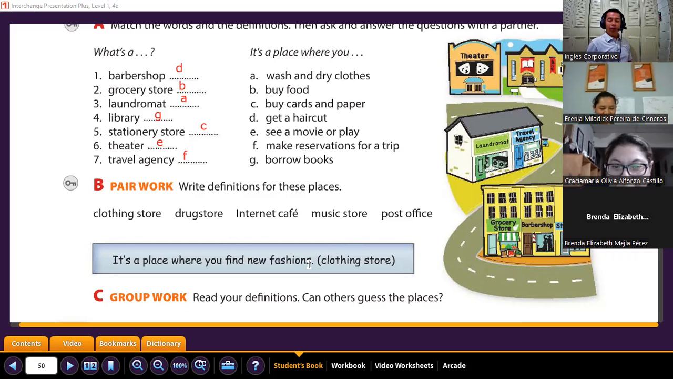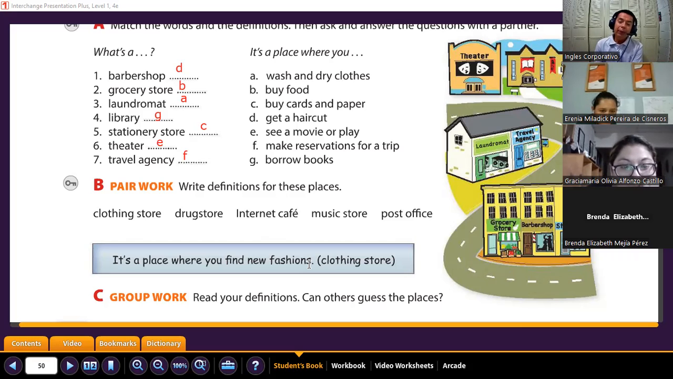Now, drugstore, right? What is a drugstore? Irene is very intelligent. Excellent. Now, William, what's a drugstore? Okay, Evelyn, please. What's a drugstore, Evelyn? It's a place where they sell medicines, where you buy medicine, right?